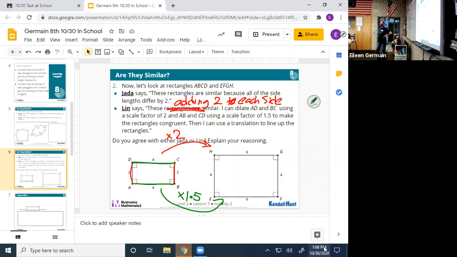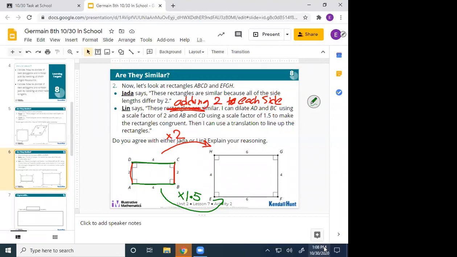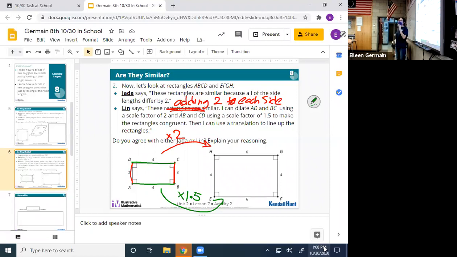So first, let's think. Do we agree that these are similar figures? They are similar figures. So they're both rectangles, but remember we have to multiply by the same scale factor for everything. Based on this multiplication here, we multiply the bottom sides by 1.5 to get to 6, and then we multiply these side lengths of 2 times 2 to get here.